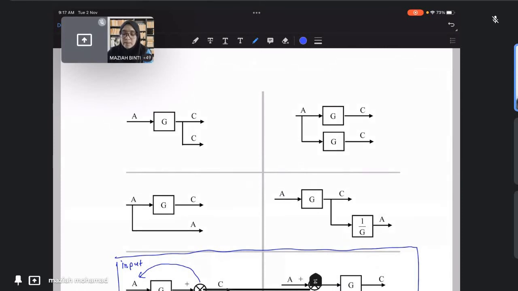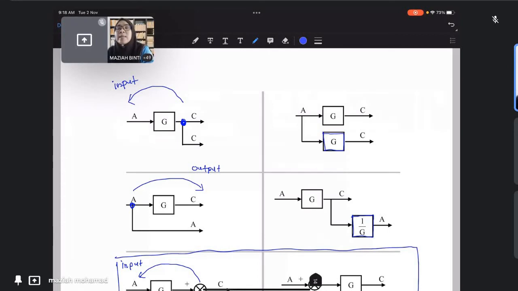Okay. For these two here, this is the pick-off point. So you just tap and fit into somewhere. Right? So for the pick-off point, this one here is when you move toward the input, therefore you multiply it with G. And this one here, you move toward the output, so you multiply with 1 over G. So that is for rules number 2 and 3.